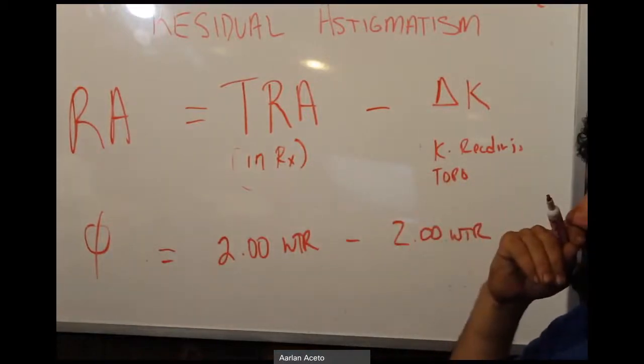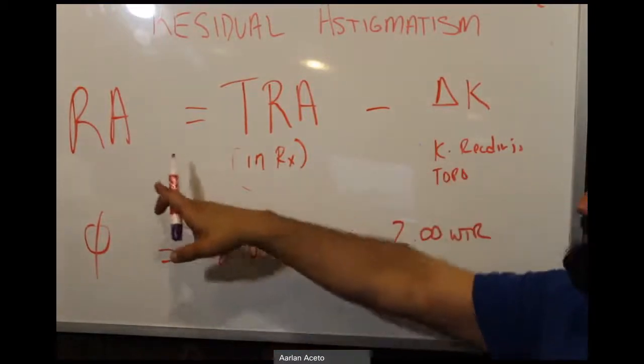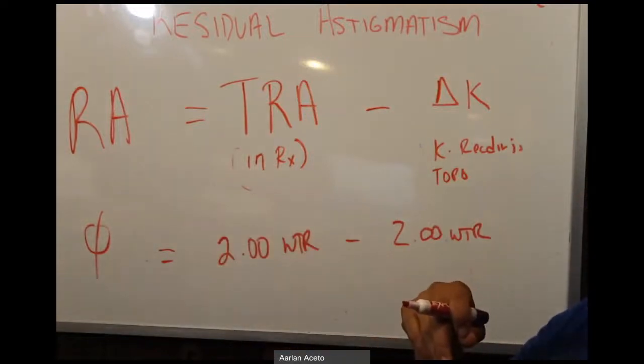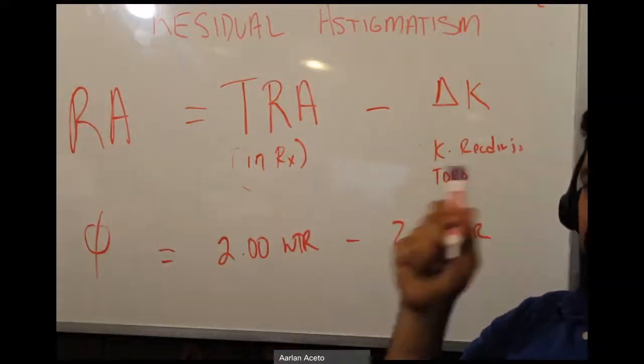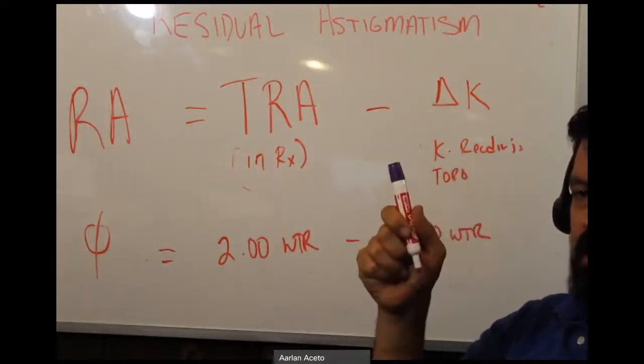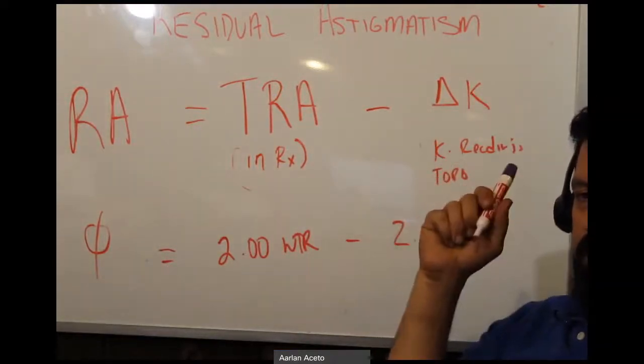Now, why is it important? Because if we have someone who has a significant amount of residual astigmatism, and another way to look at residual astigmatism is how much astigmatism is left after we put a gas permeable on.